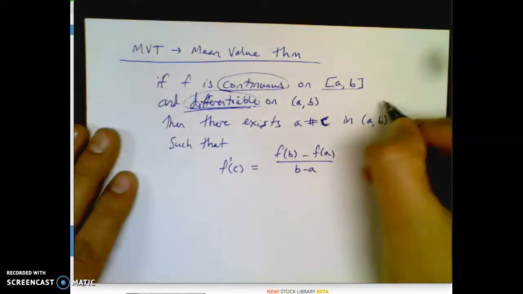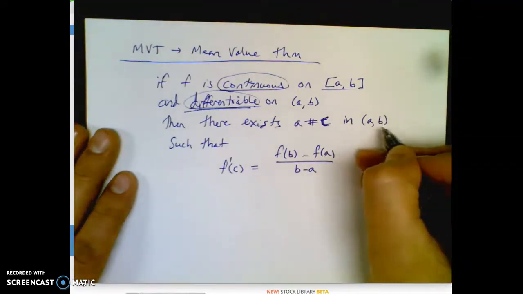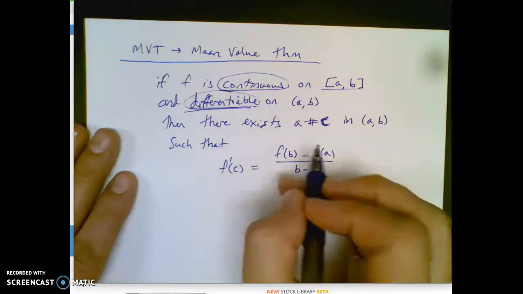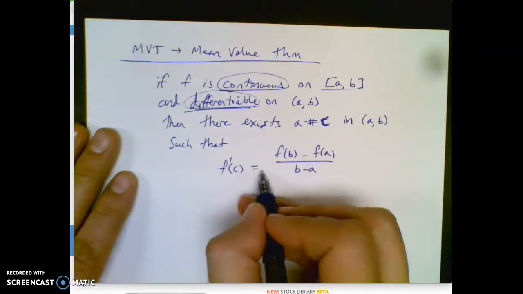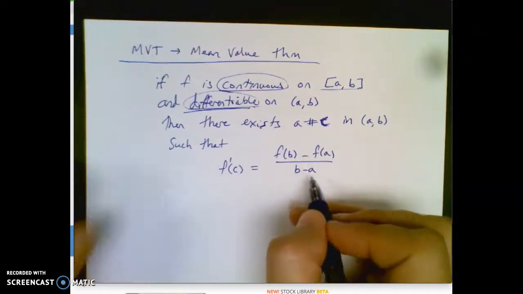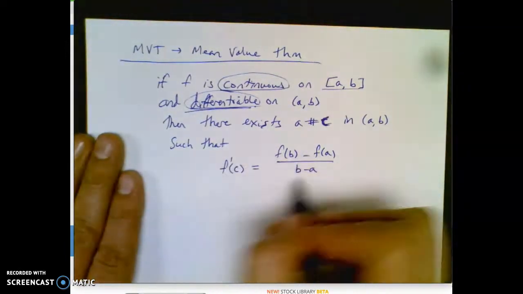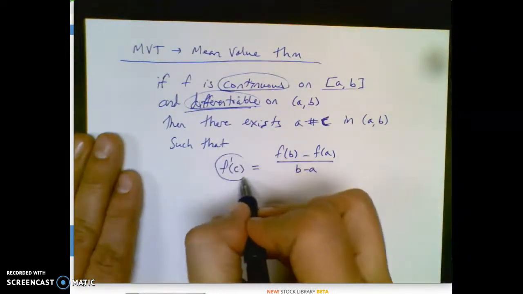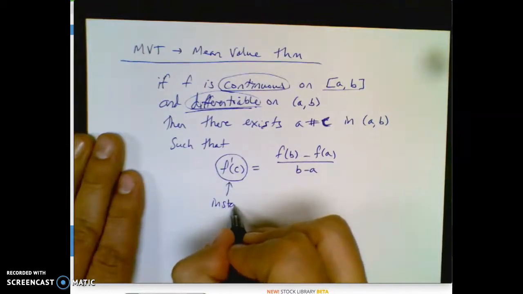Now this one's a little different because c isn't allowed to be on the endpoints. There has to be a point between a and b such that f prime of c equals f of b minus f of a over b minus a. What the heck does this mean? Like this thing here. Well, remember that a derivative means instantaneous slope.